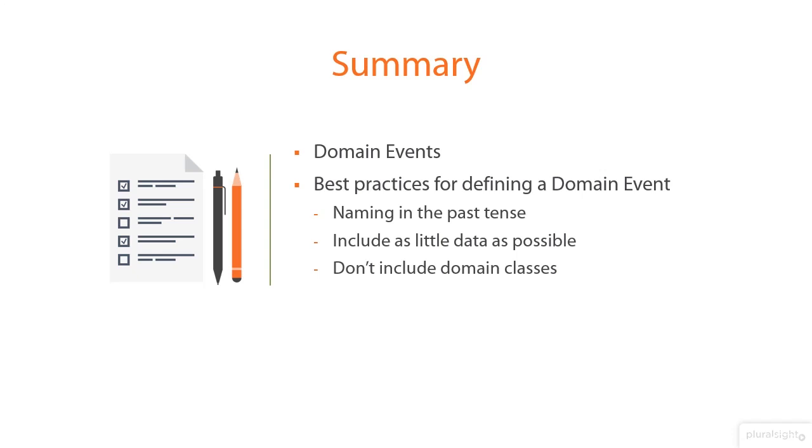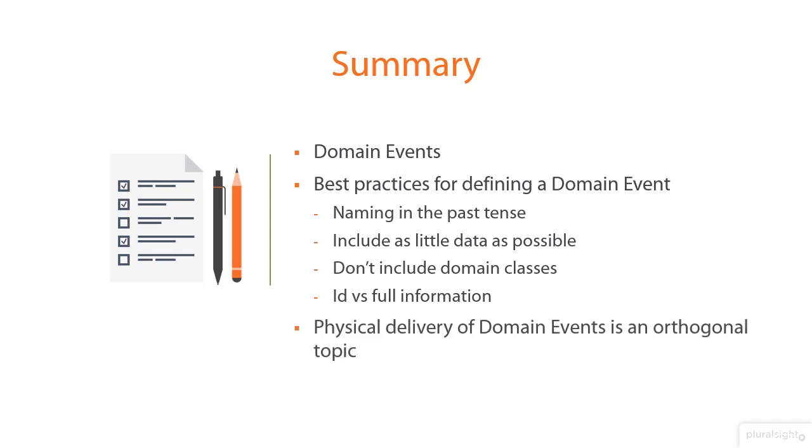It would introduce unnecessary coupling between bounded contexts. And finally, include full information about changed objects in case consuming bounded contexts don't know about the bounded context producing the event. In case they know about it, you can include just an ID of the changed entity. We touched upon physical delivery of domain events. The main point here is that how exactly domain events are delivered to consuming bounded contexts is orthogonal to the notion of domain event itself. The techniques for working with them in the domain model remain the same.